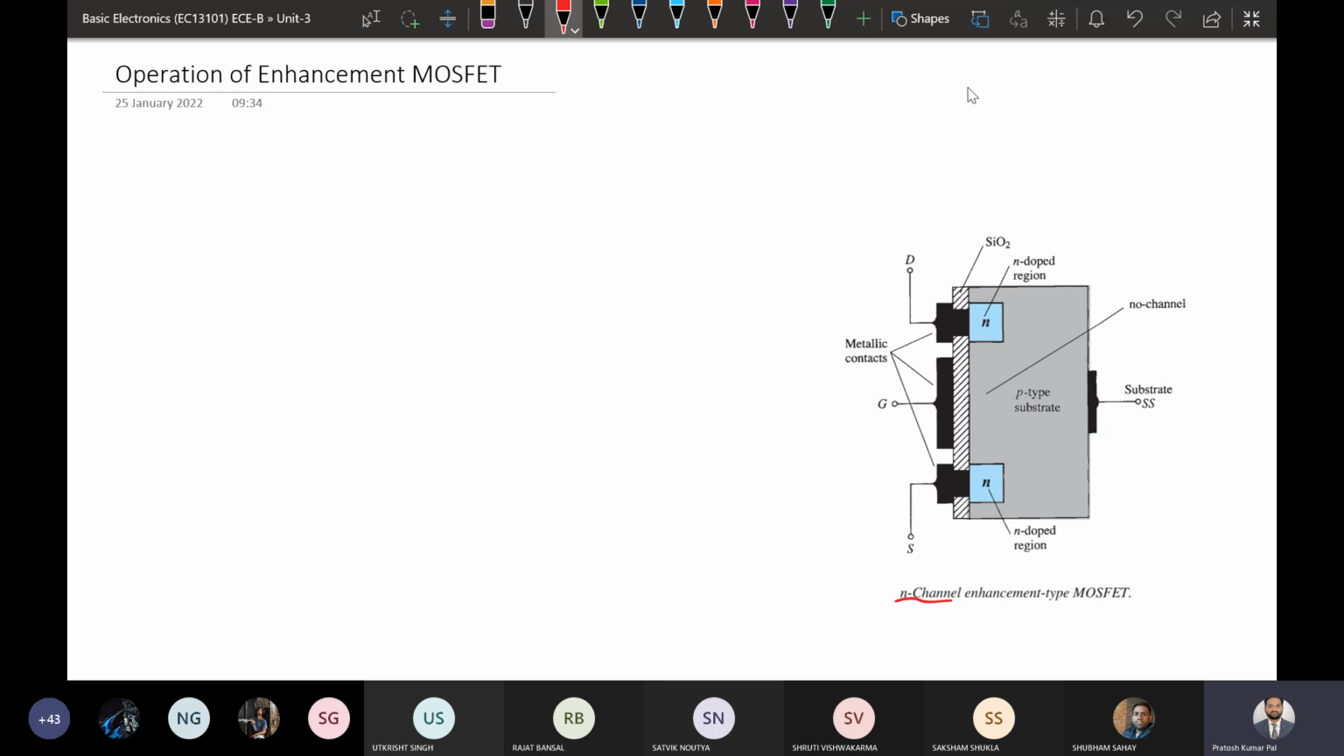Here there is no channel. Initially, in this region, there is no channel. So this is the enhancement type MOSFET. Initially, there is no predefined channel. Construction wise, this is the structure. This is the drain terminal, this is the source terminal, and this is the gate terminal.